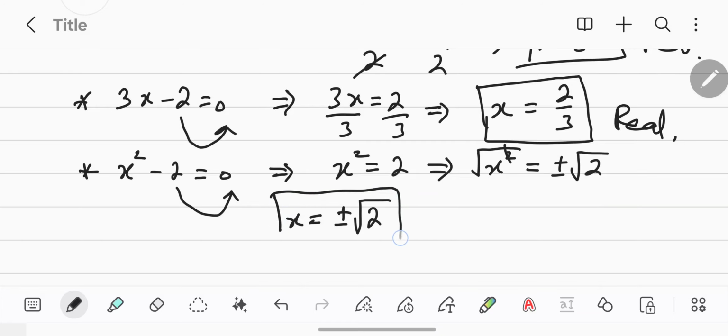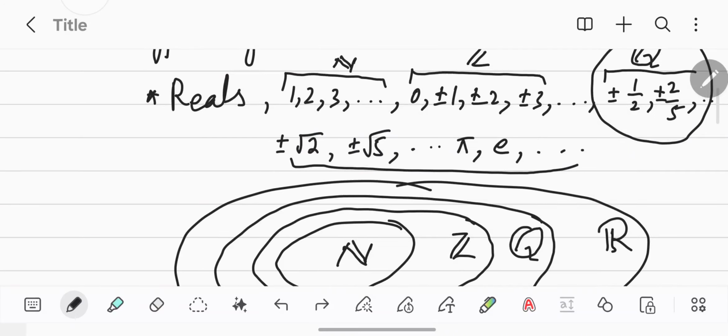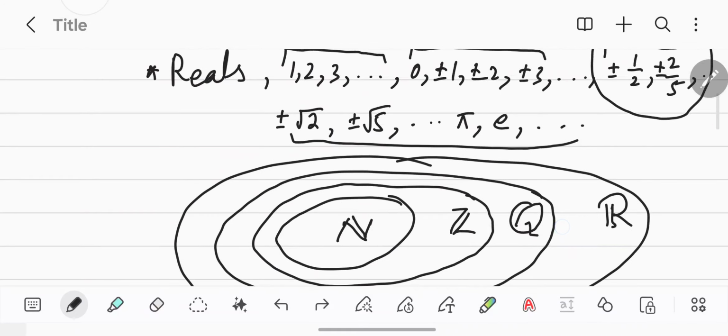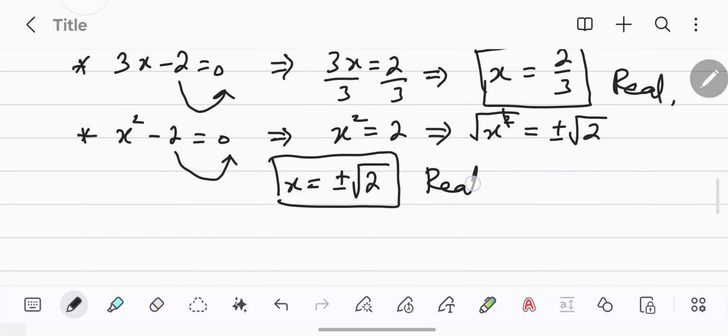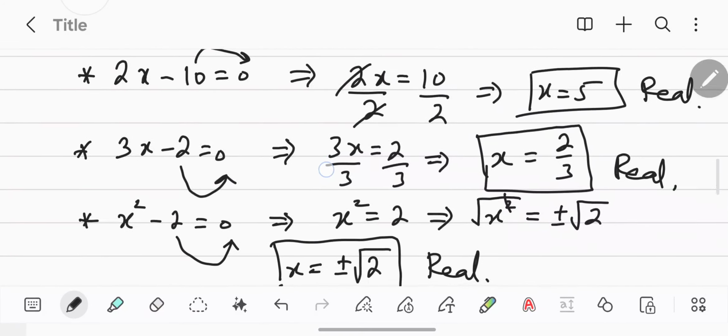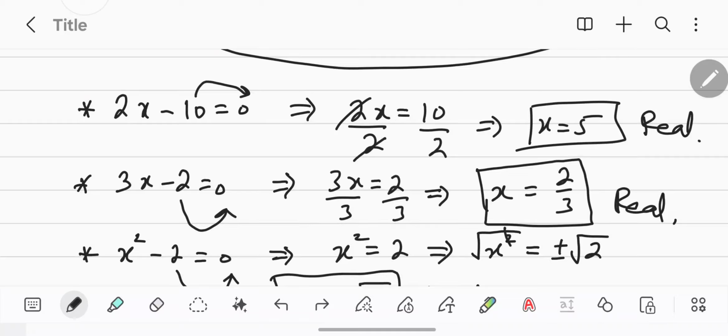which is also a real number because it lies here, and they are all irrational numbers. They are called irrational, but they are reals. Okay, so this is also real. So we have no problem with solving these kinds of equations. Whenever we solve these kinds of equations, we get a real number. As long as we are getting a real number, we have no problem.